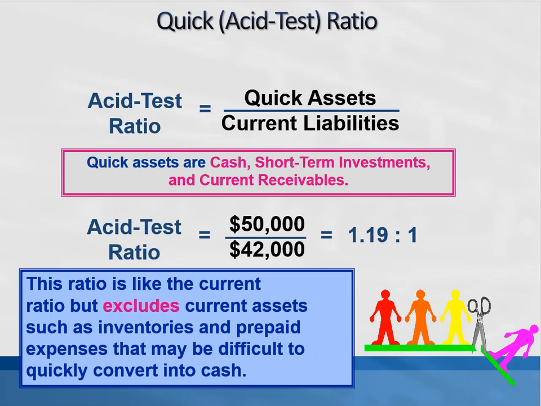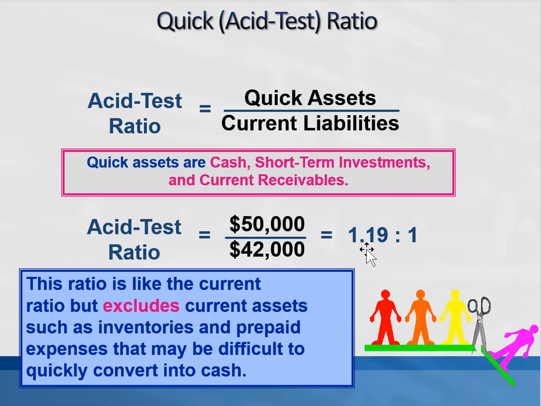The asset test ratio is a more stringent measure than the current ratio, and we calculate this ratio by dividing quick assets by current liabilities. So quick assets include cash, marketable securities, current accounts, and notes receivable. So in this particular example, you can see that quick assets are cash, short-term investments, and current receivables. Short-term investments might be 90-day treasury bills that can be easily converted into cash. And their asset test ratio comes in at 1.19 to 1.